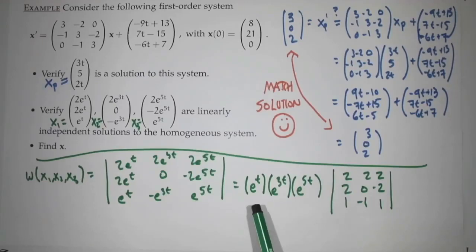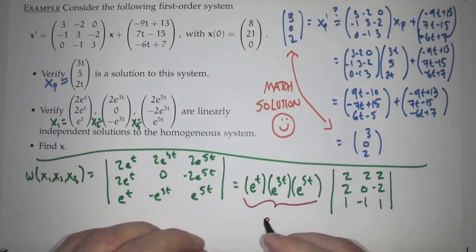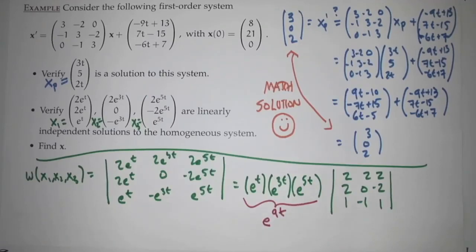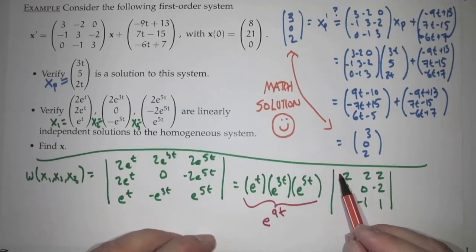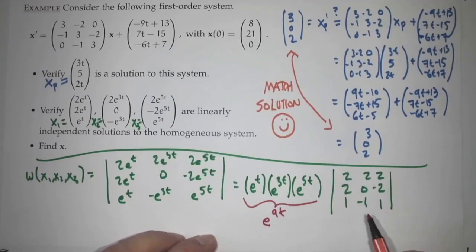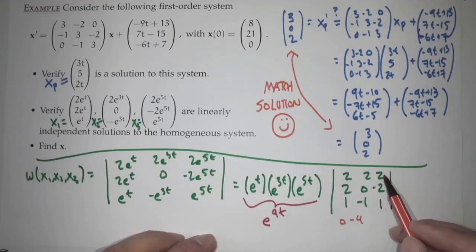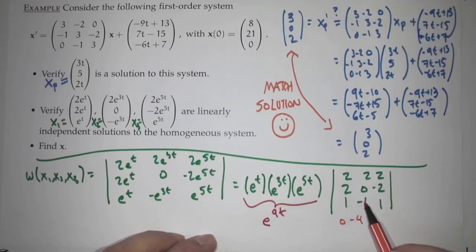Okay, so e to the t times e to the 3t times e to the 5t. If we put all those together, how many do we have? E to the 9t. That's good. Now, this determinant looks like one we could actually do pretty quickly, right? So just do diagonals. 2 times 0 times 1, 0. 2 times minus 2 times 1, minus 4. 2 times minus 1, minus 4, right? Because I'm just going diagonals.